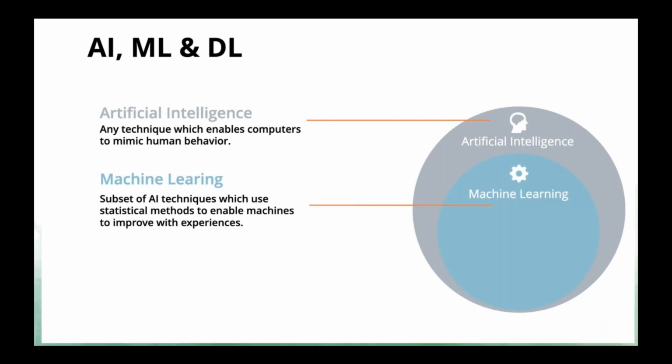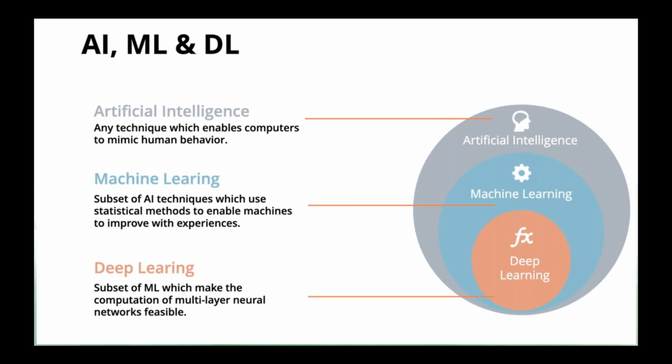And machine learning is a subset of AI techniques where, because it deals with a huge amount of data, you have to apply some statistical methods so that it can enable machines to improve with experience. And deep learning is even more a subset of machine learning, where you feed the system with multi-layer neural network capabilities, so it can make deeper and more accurate predictions. So this is the definition of what AI, machine learning and deep learning are.